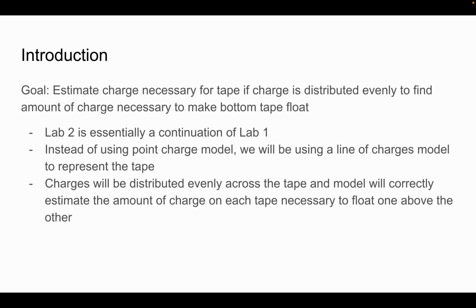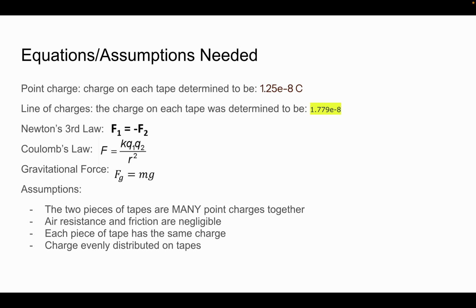Introduction. Our goal for this lab is to estimate the charge necessary in a line of charges model to make the bottom tape float. Lab 2 is essentially a continuation of Lab 1, and the charges, instead of being represented by a point charge, will be distributed evenly across the tape, and the model should correctly estimate the amount of charge on each tape necessary in order to make the bottom tape float.